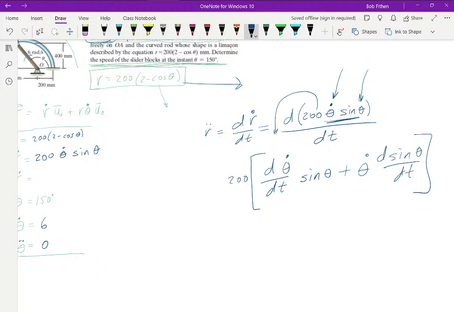You list that out. The next step, of course, is to carry out the integration here, and the integration here just yields theta double dot. So with that, and the derivative of sine is cosine, you can basically look at the 200 theta double dot sine of theta plus, and we'll go ahead and put the 200 theta dot cosine theta.